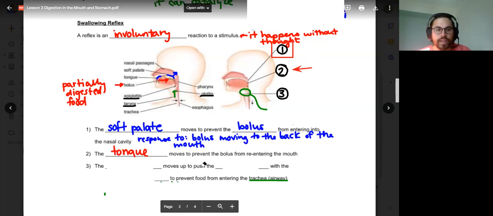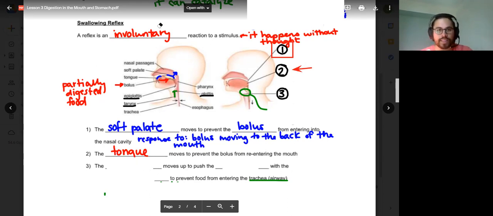Step two. The tongue moves to prevent the bolus from re-entering the mouth. So when you swallow, as you eat your next meal and you think about it, your tongue actually seals up against the roof of your mouth and it prevents that bolus from going towards the front of your mouth and re-entering it. The next time you eat, think about all the things that are going on in order for swallowing to happen. And we don't normally think about it or control any of it. So the tongue moves to prevent the bolus from entering the mouth.